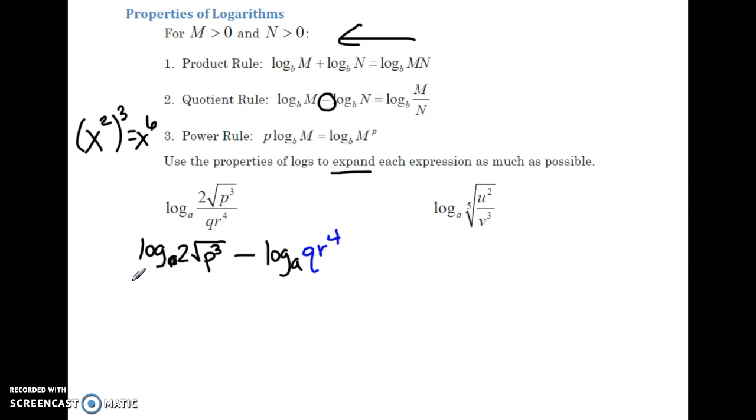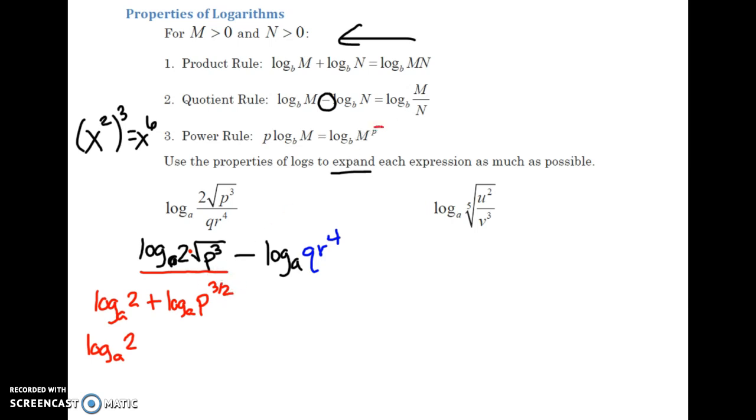Now from here, I'm going to focus on just one at a time, this first one. I want to keep trying to separate this. This 2 is connected with the square root p cubed by multiplication. To separate multiplication, I need to do addition. So this would be log a of 2 plus log a of the square root p cubed. Now I'm going to change this to p to the 3/2 because I don't like dealing with that square root symbol. I'm not finished with this left side. There is nothing else I can do with that 2, so that's log a 2. But I can do one more rule with this p to the 3/2.